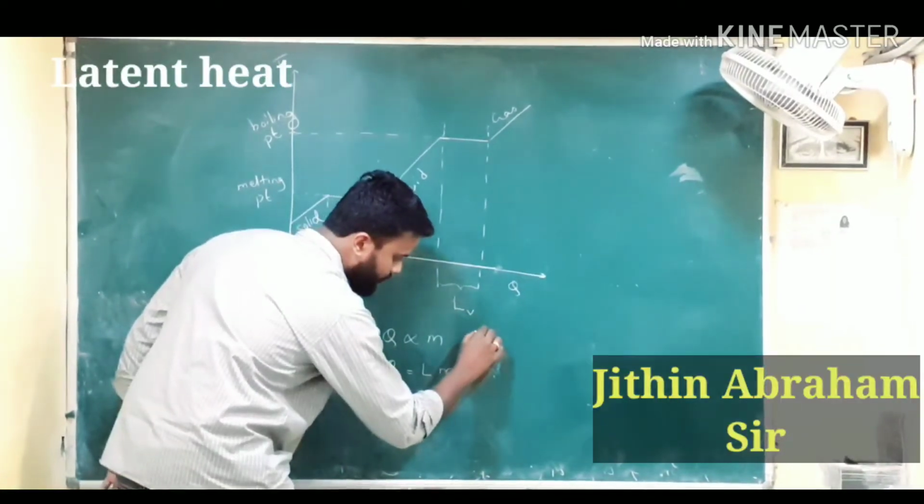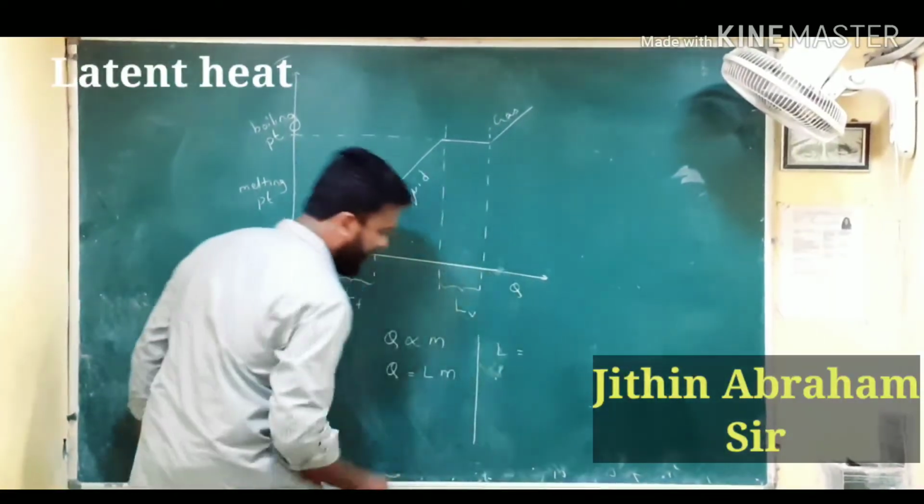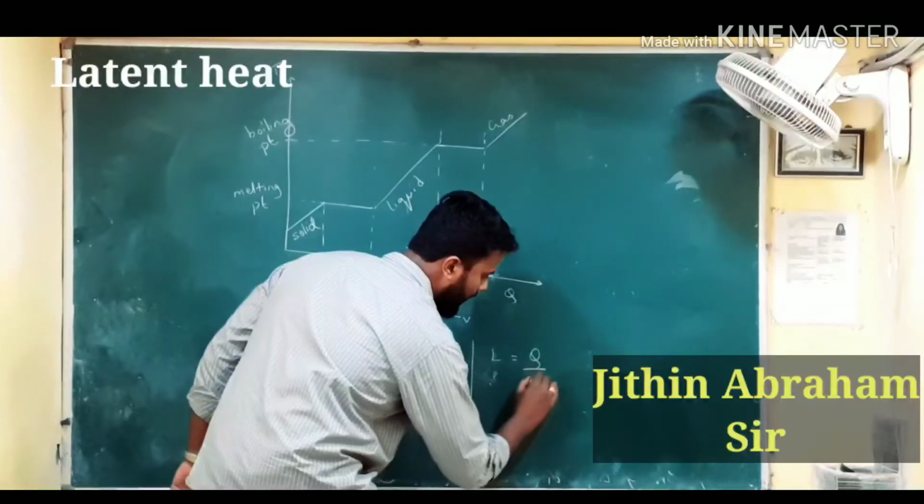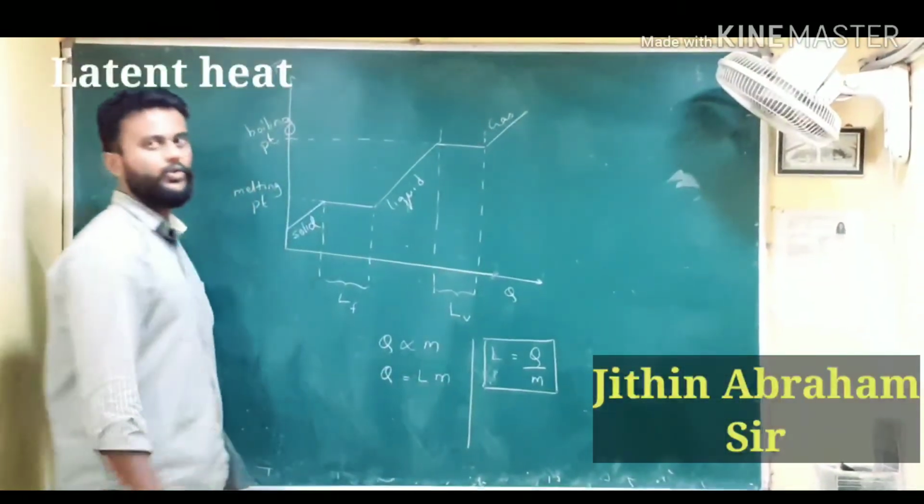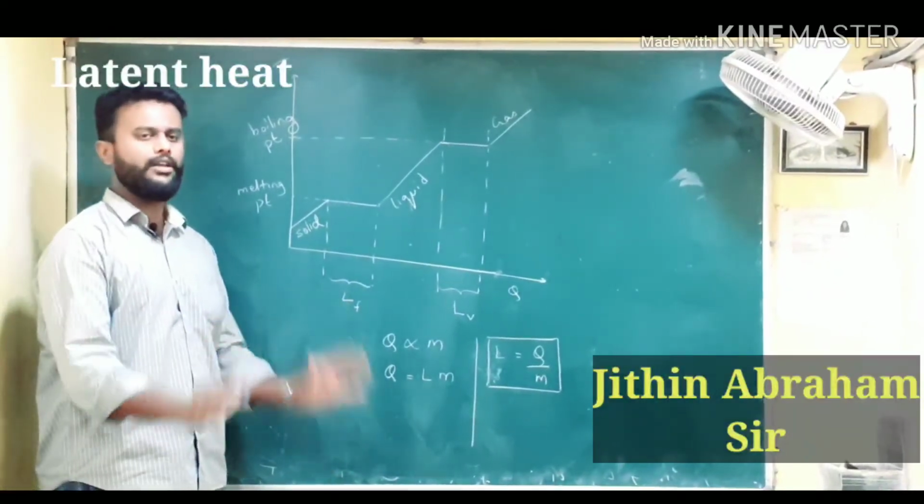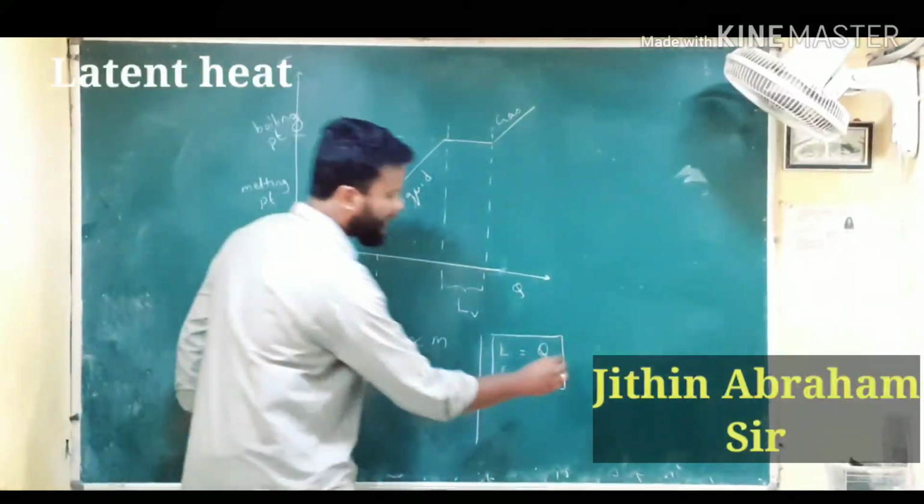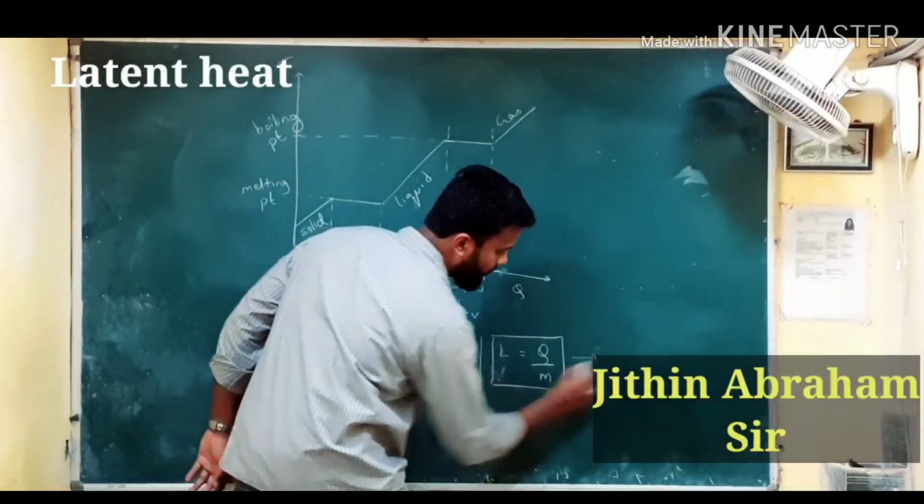That means latent heat is defined as the energy required per unit mass to change the state of any particular object. Therefore, the SI unit is joule per kg.